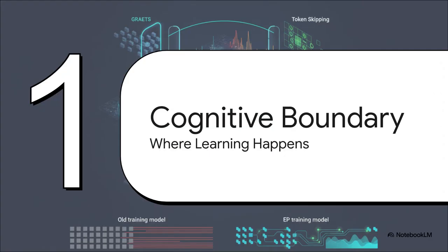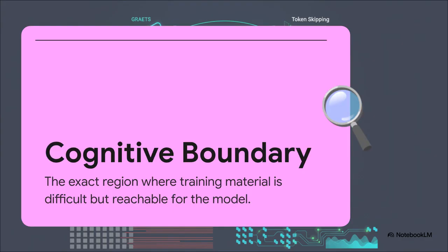Moving on to Section 2, the cognitive boundary concept. Okay, so to fix this massive energy leak, we need to locate the precise spatial edge where actual learning happens. And this brings us to the core architectural principle of this whole paradigm, the cognitive boundary. This is the precise region where training material is difficult but still reachable. It sits right on the razor's edge between what a model has already mastered and what is just so completely complex it can't absorb it yet. The real goal of efficient training isn't just maximum exposure to data. It's continuously tracking this exact boundary.